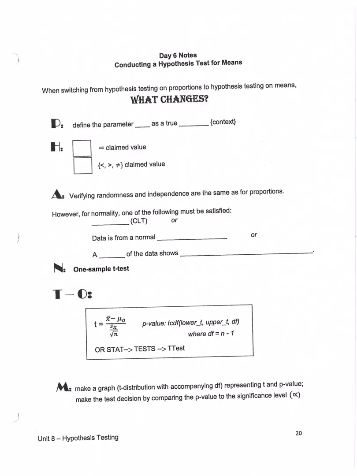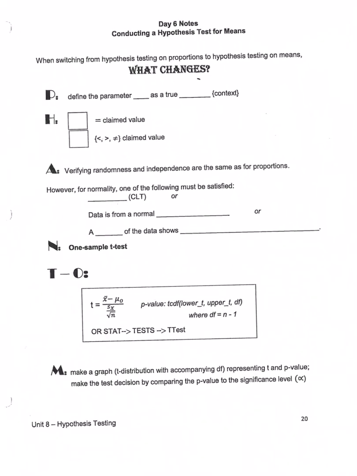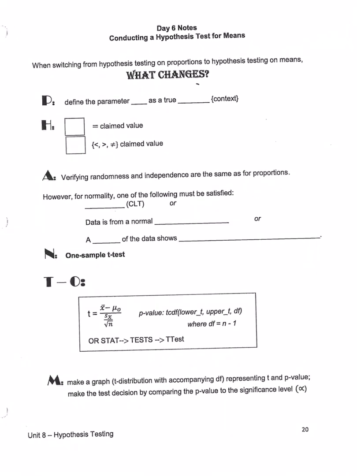All right, so let's look at day 6. Conducting a hypothesis test. We did proportions. Now we're going to do what? Means. So now we're going to do means.